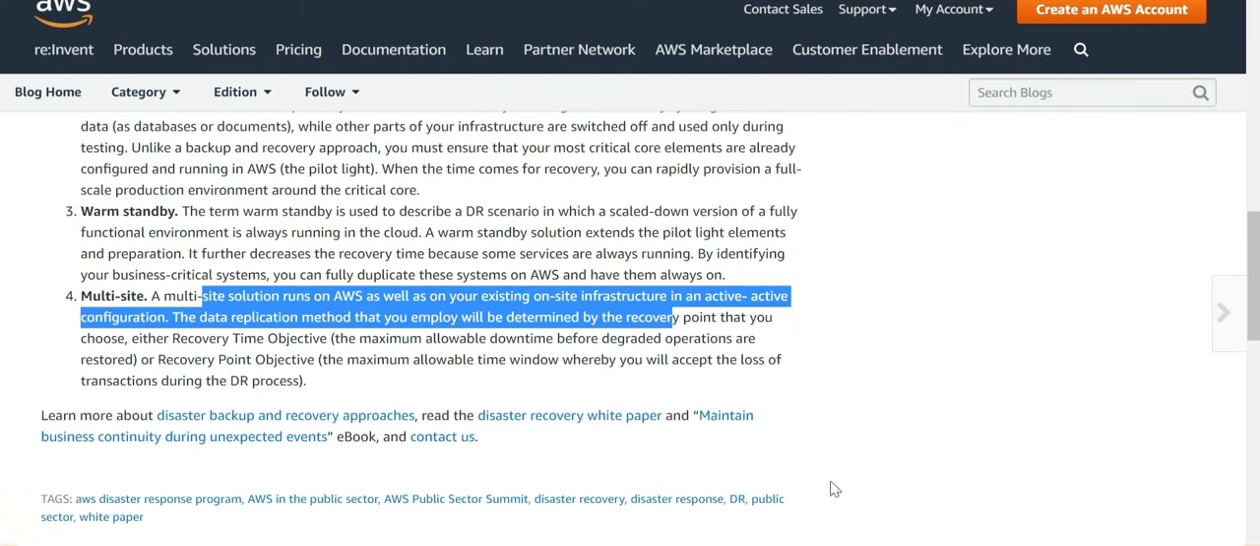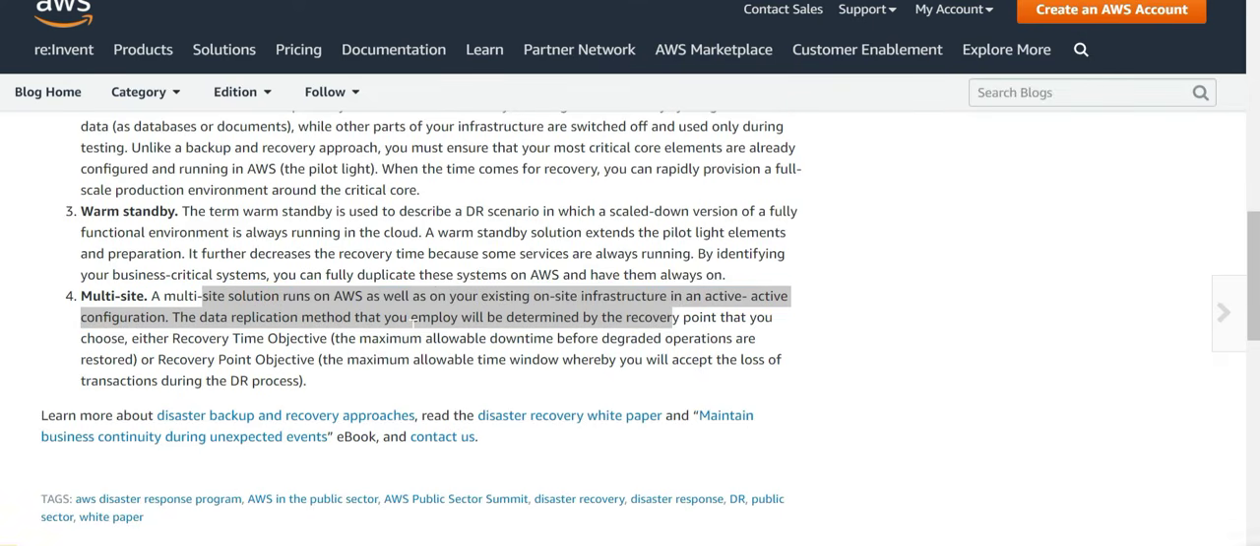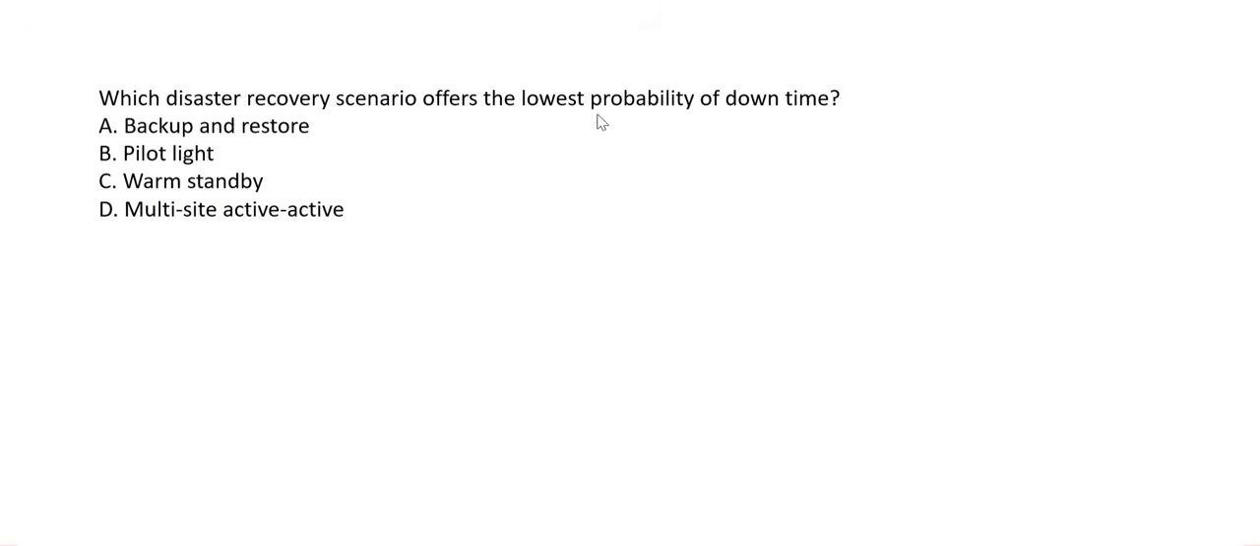So I hope you understand what is active. That means at any point in time, there are two systems always running. This is very cost intensive, very expensive, but it will have lowest downtime or probably no downtime. So our question is not asking for cost effectiveness. It is asking for lowest probability of downtime. This is the keyword. Hence, multi-site active should be the right answer.